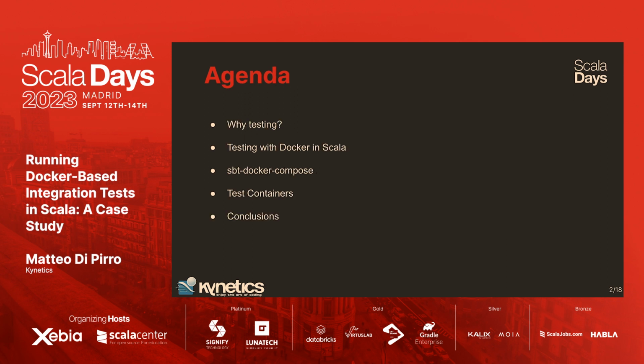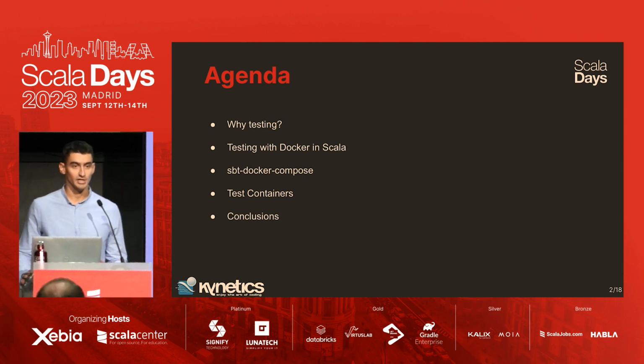So we'll start this presentation talking about why testing is really important in modern software. And then we'll move to see how we can write Docker-based tests in Scala. We'll see two alternatives for this: sbt-docker-compose, which is an sbt plugin, and testcontainers-scala, which is a Scala wrapper of a Java library. And in the end, we'll conclude with a brief comparison of the two technologies.